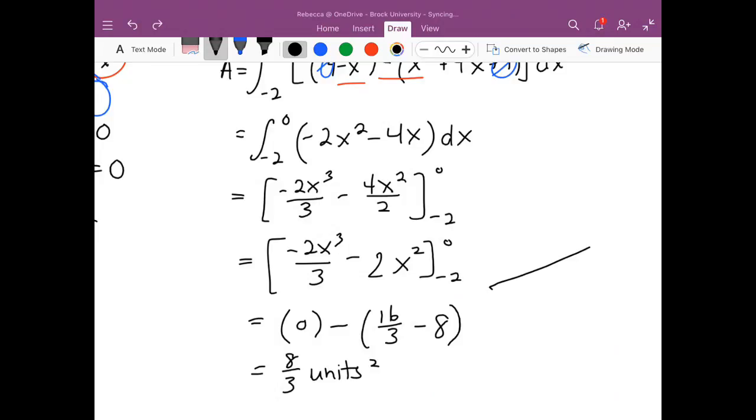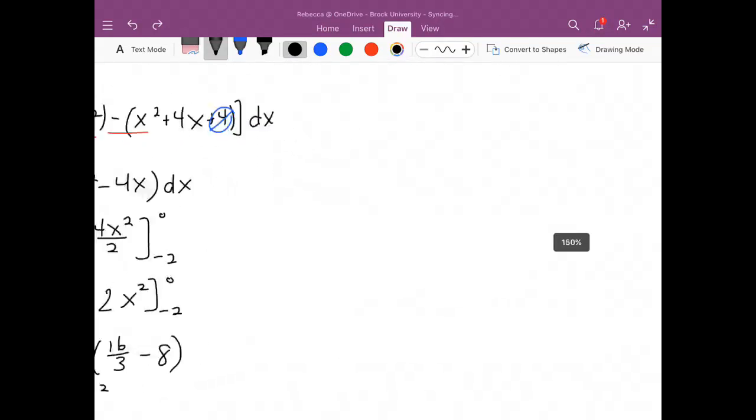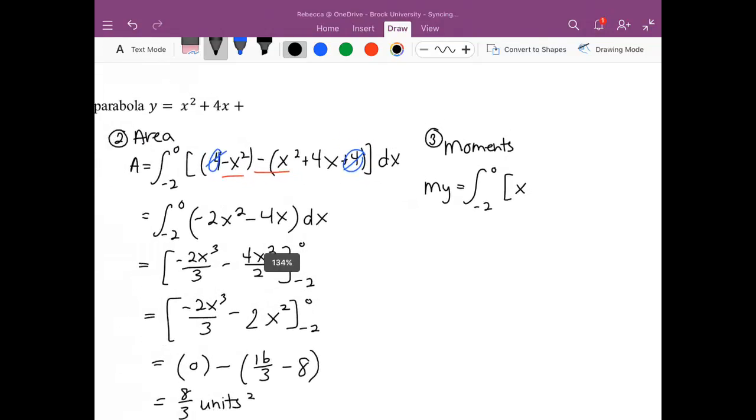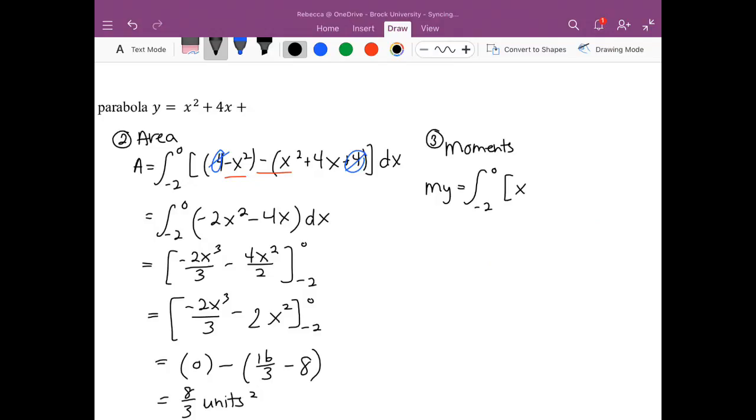So my third step is to calculate my moments. So my My, I'm integrating from -2 to 0 again. I have my x term out front, and we know from our area that it simplifies down to minus 2x squared minus 4x, so I'm going to use that over here when calculating my moment.